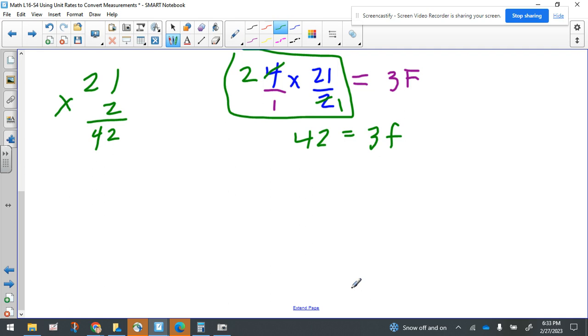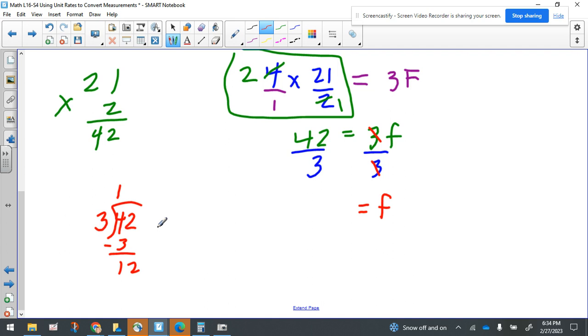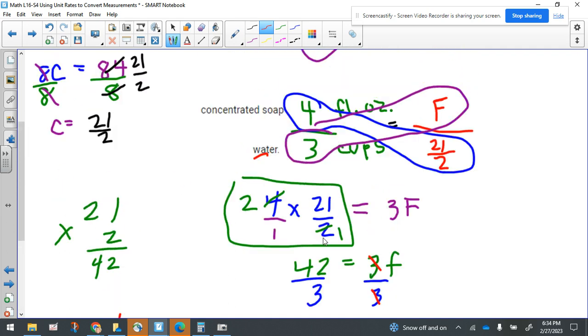All right, now how would I solve this? 3 times some number would equal 42. What's the opposite of multiplying a variable by 3? Well, it would be divide by 3. Divide both sides by 3. This will simplify to be 1, and 1 times F equals F. So now this is a bigger number than this, so we'll take the numerator and divide it by the denominator. 3 is going to go into that once. Get the 1 left over, bring that down, and then hopefully you can finish it from there, right? How many times does 3 go into 12? And you're going to put that number right here. Now that's going to be your fluid ounces, right?